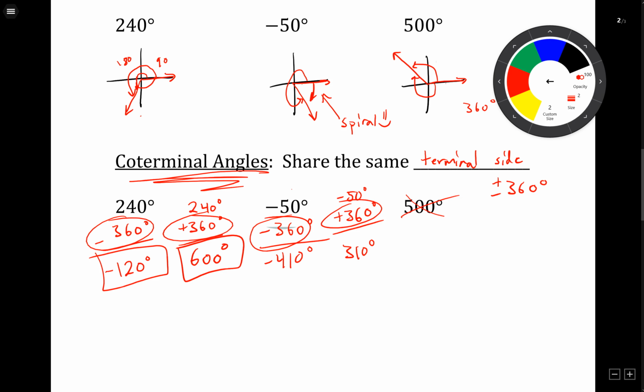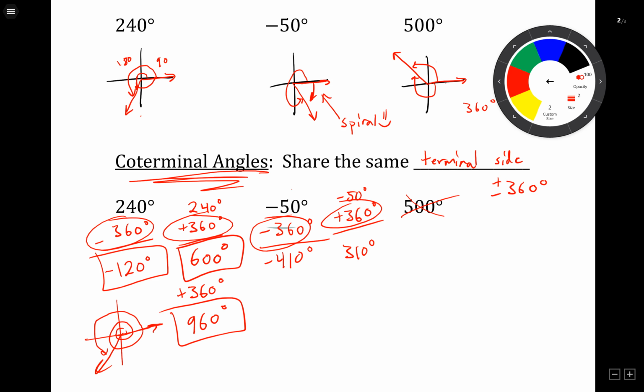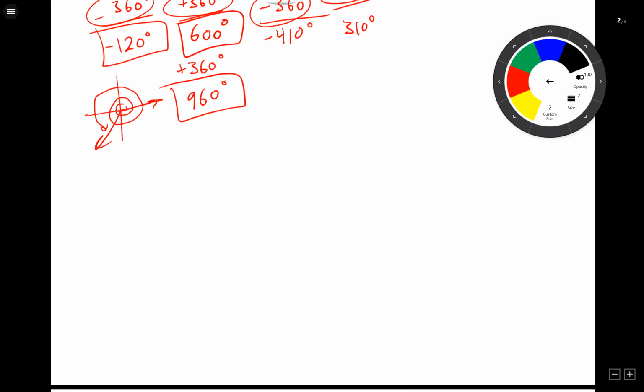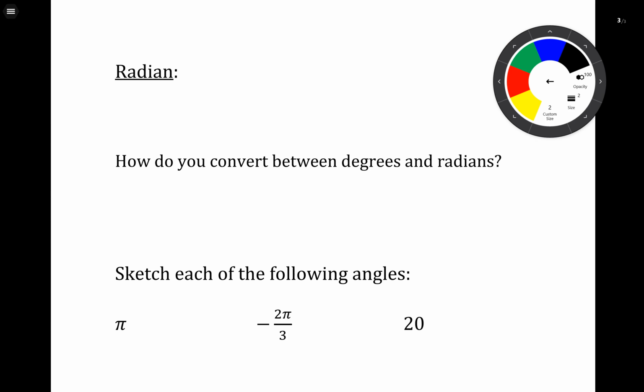And yes, just so you know, if you kept adding 360 to get up to 960, wouldn't that also be a coterminal angle? Like now it's starting to get crazy. Once around, twice around, and then to the 240. So you can just keep adding or subtracting 360 to get coterminal angles. Pretty cool. All right, so we have one more thing in the essential question, which is to talk about radians.